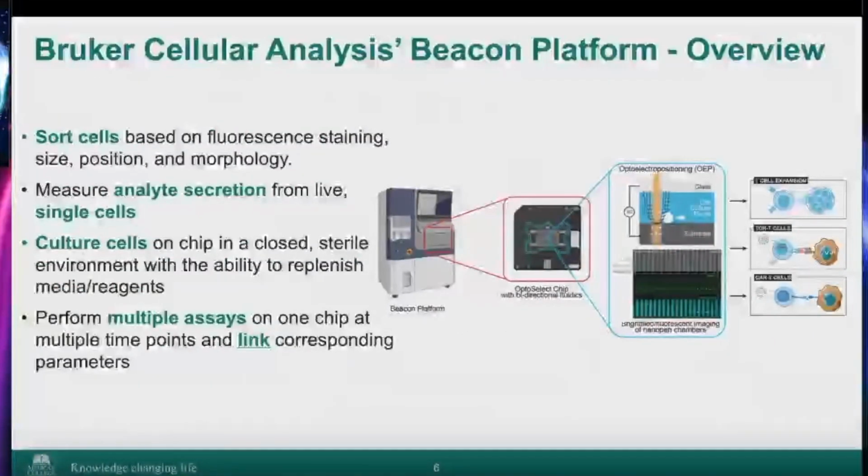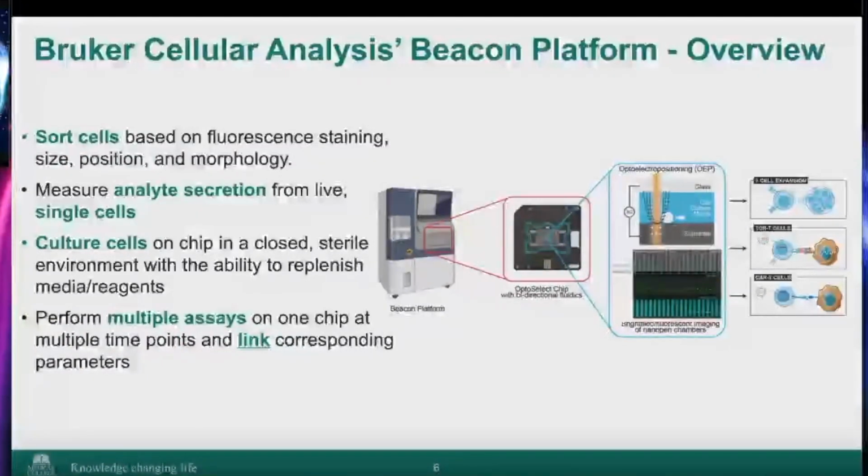And so early on, we were thinking about different technologies and different platforms that would allow us to interrogate how the immune system is responding to these cancer neoantigens. And so we brought in some technology, initially the Lightning platform. More currently, we've been running our workflows on the Beacon platform. And so this is a really novel platform offered by Bruker Cellular Analysis.